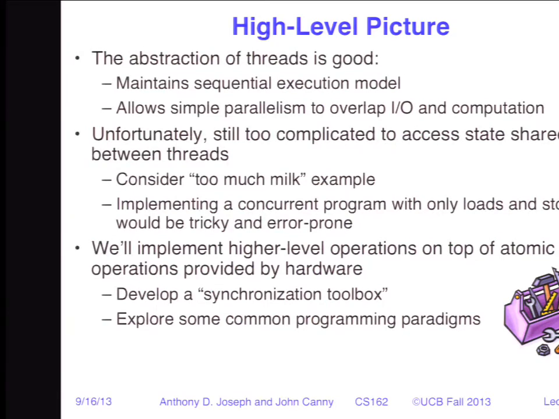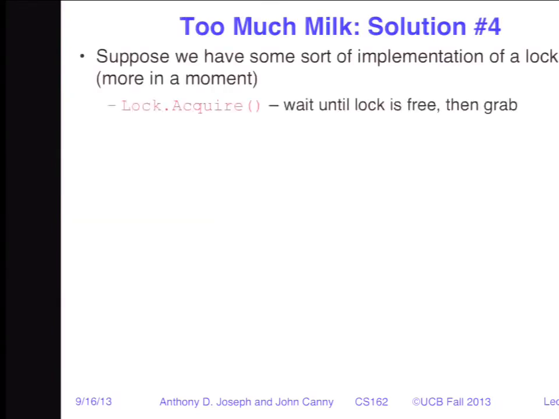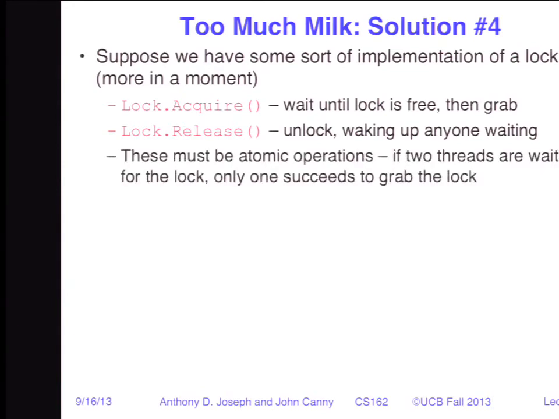So imagine this now as our fourth solution. Let's say we had a lock, right? That lock had a couple of different operations. First operation is acquire. So you wait until the lock is free, and then you grab the lock. The second is to release the lock, and that unlocks the lock, releasing anyone who happens to be waiting. And we're going to say that these are atomic operations. So if two threads come along and both simultaneously try to grab the lock, one will succeed and grab the lock, the other will wait. Right? Again, waiting is part of synchronization.